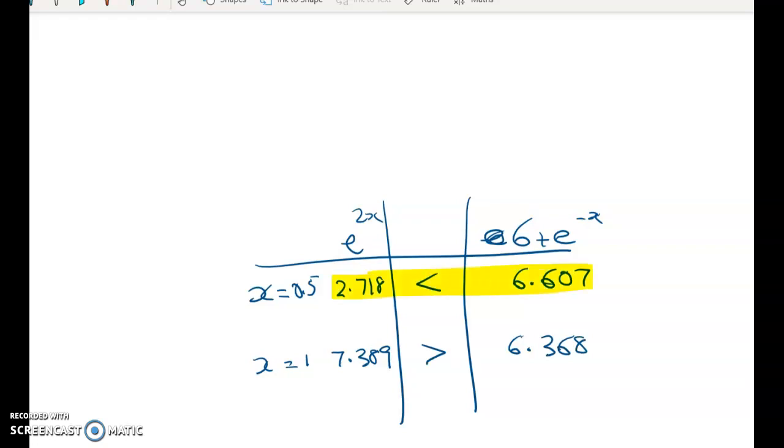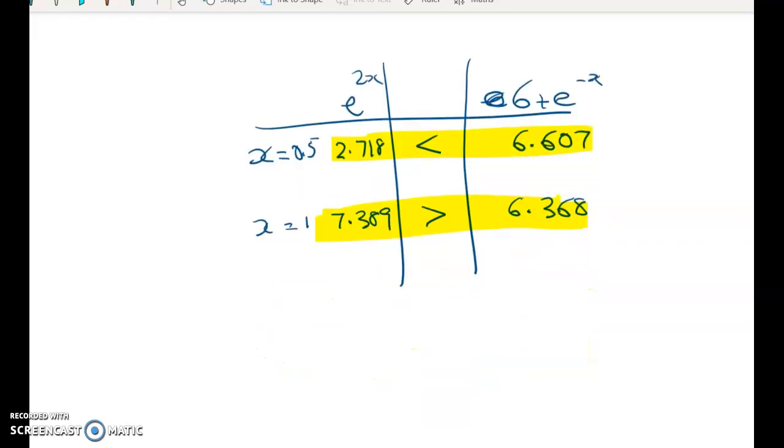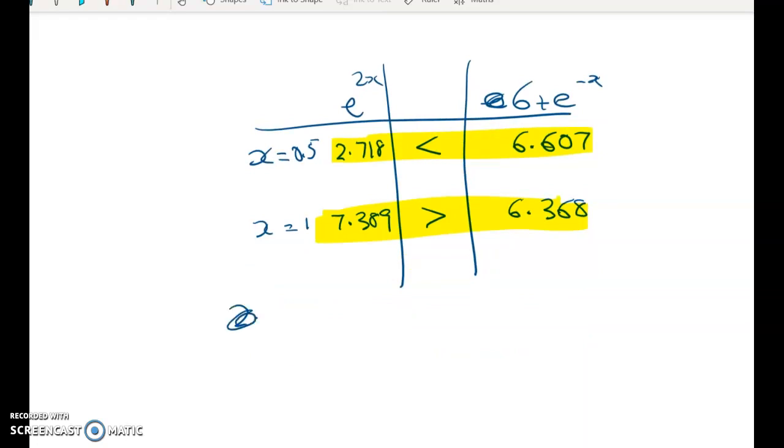Right, so some kind of really clear statement is a good thing to do here. So this is telling us something, but we need to explain what it says. Some of you, this is what I saw you write, and this was in more than one case. I saw you writing e to the 0.5 equals 6 plus e to the negative 0.5. Well, no, it doesn't equal it. That's the whole point, is that the root is not at 0.5. So just be careful that you're writing logical things.